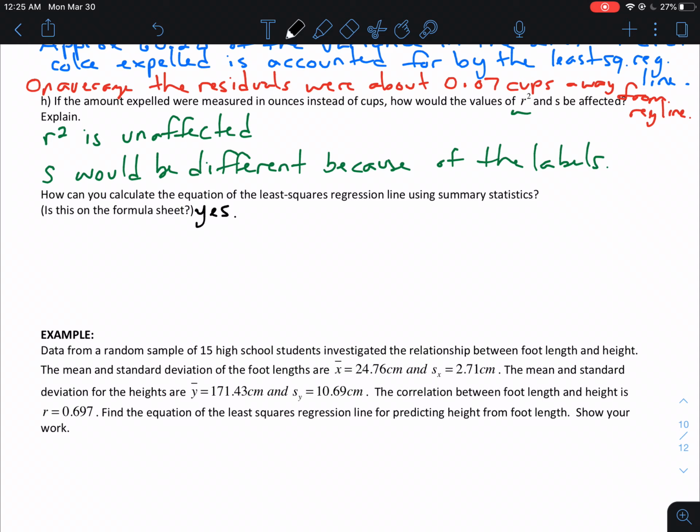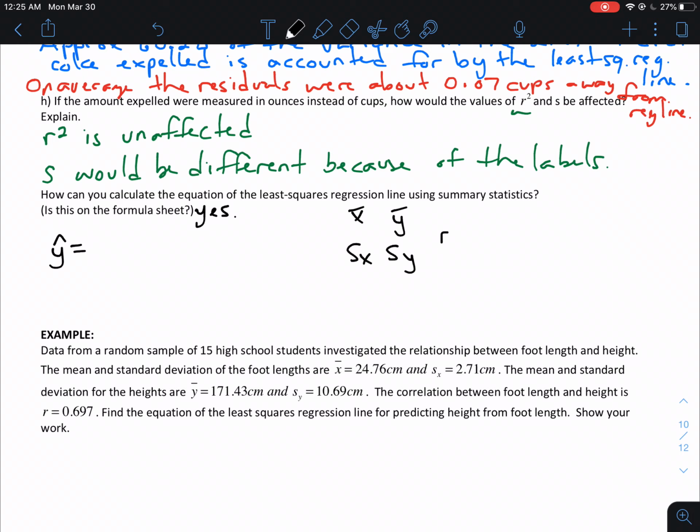You essentially need 5 things in order to calculate a least squares regression line. You need x bar, you need y bar, you need s of x, you need s of y, and you need r. And the reason for that, here are the equations that we're going to use.